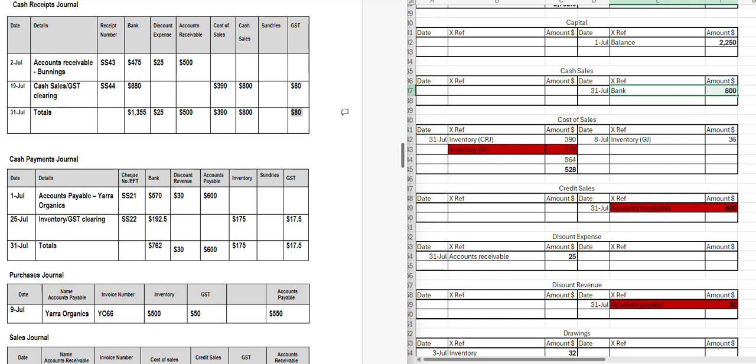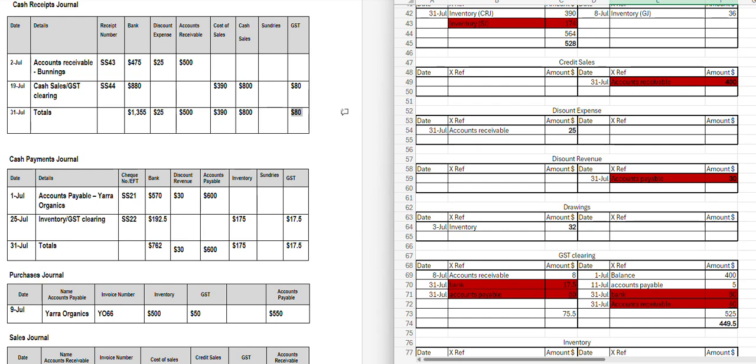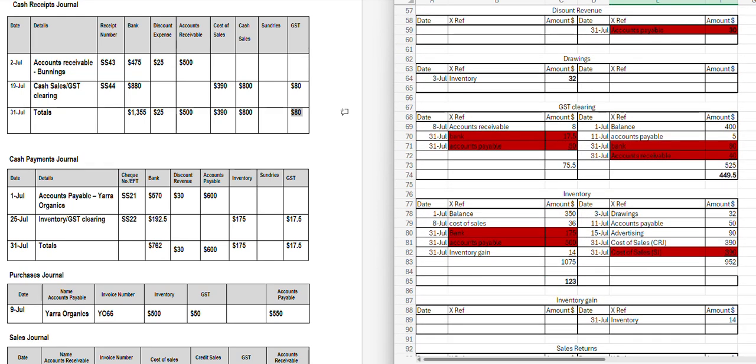$80 in GST. So we've collected that GST and we owe that money to the ATO when we do our BAS statement. So because it's a liability going up, that's going to be a credit entry in the GST account. And that's also cross-referenced with bank because that's where the money's gone. That's it for our cash receipts journal.